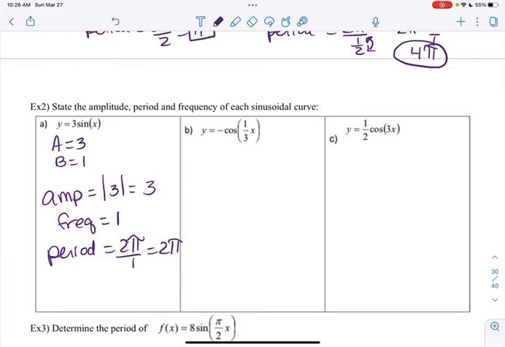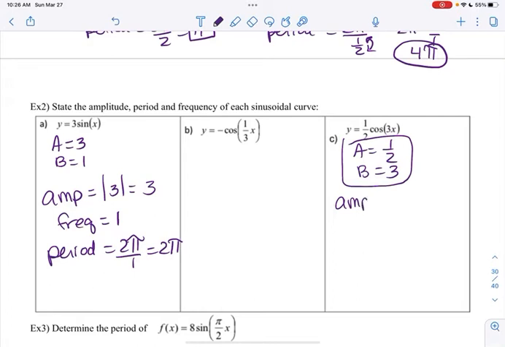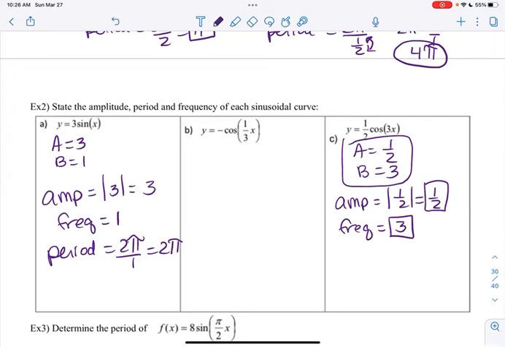Let's look at C. A is 1/2, B is 3. So my amplitude is the absolute value of 1/2, which is 1/2. That's the height of my graph. The frequency is my B value. So I'm going to have 3 complete cycles between 0 and 2 pi. My period is 2 pi over b, 2 pi over 3. So 1 complete cycle happens between 0 and 2 pi over 3.